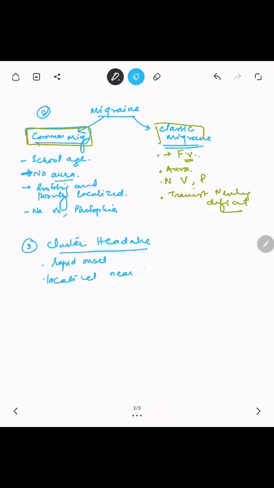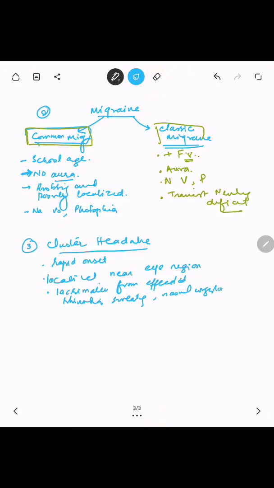Okay, so now we are moving on to the third type of headache, which is cluster headache. In cluster headache, okay, there is rapid onset and pain is localized near the eye region. Very important. And most of the time there is lacrimation from the affected eye.